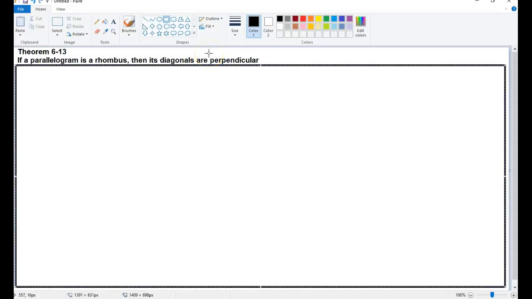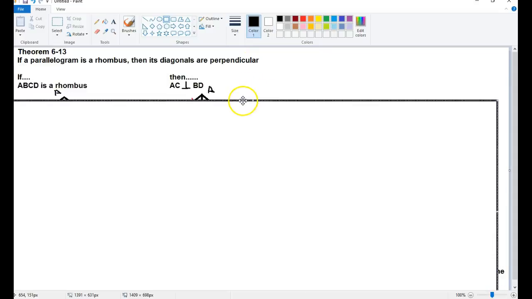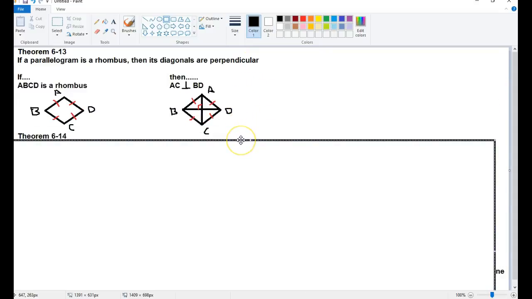Okay, so this is the first theorem from this section. It says that if we have a parallelogram and that parallelogram is a rhombus, then the diagonals of that parallelogram, or that rhombus, are going to be perpendicular. So basically what this says is, here's a rhombus, I draw diagonals. Those diagonals are going to be perpendicular lines. We're going to make right angles at all of these different points. So rhombuses are going to have diagonals that are perpendicular to each other.